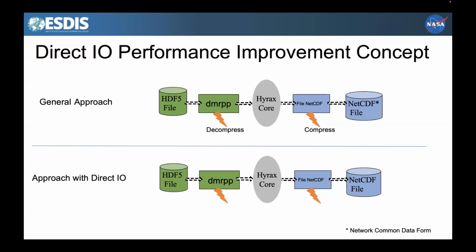So this is how we can optimize with a simple approach. That's in the lower part of this chart, called the approach with direct IO. How about we just pass through the data without doing any decompression or compression? You can save a lot of CPU time and memory, and then hopefully the performance will improve. I'm going to show you the next two slides with some performance comparison results, with and without direct IO, to see how much performance improved.